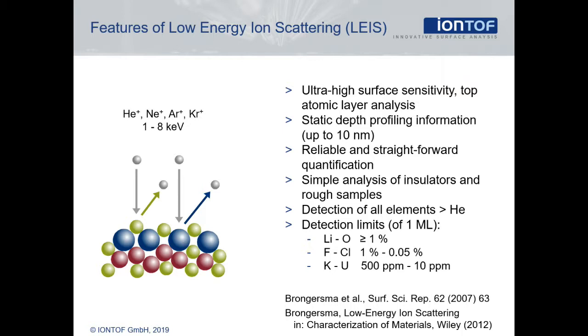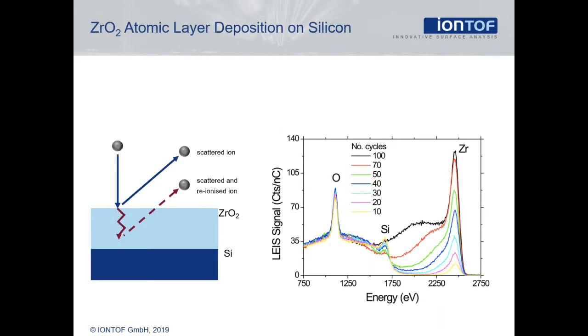Why LEIS is quantitative for the outer atomic layer and how the quantification works is explained in a separate video. There is also a video on the details of the static in-depth signal, so we will not go into too much detail here. First example of spectra from a thin film sample set very nicely illustrates the basic components in a LEIS spectrum. The peaks correspond to the composition of the outermost atomic layer.